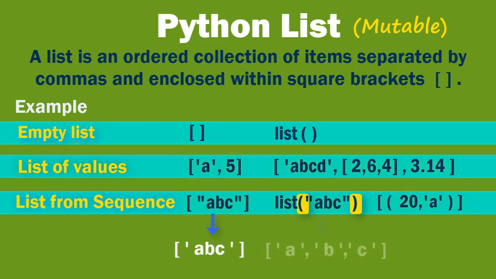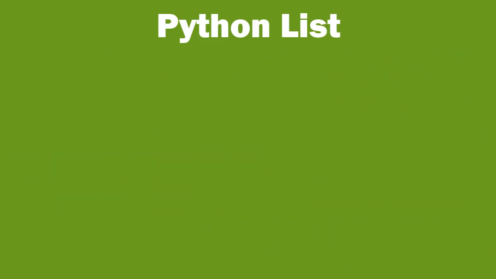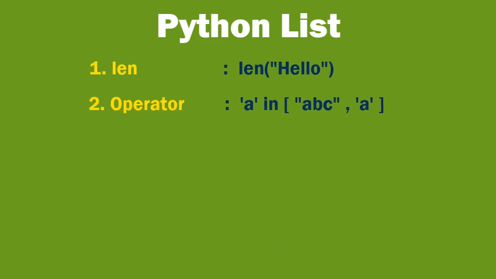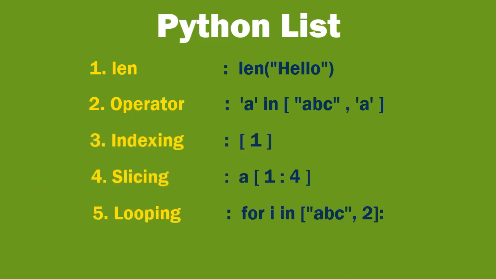If you see the output of the string here, you will see that the constructor breaks the string into individual characters of the string. All of the operations of Python strings such as len, operators such as in, not in, plus, equal to, indexing, slicing, looping works the same way on the list. Since list is mutable, you can additionally use them to edit the list as well.